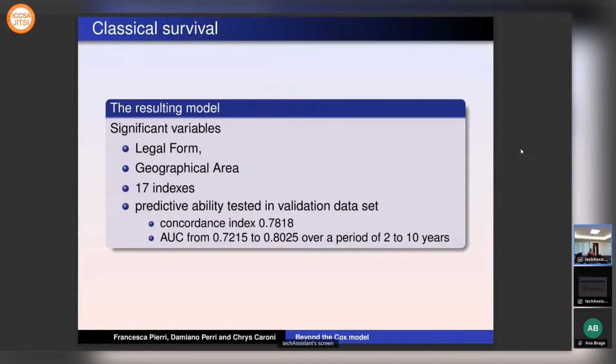and the predictive ability tested on the validation set is 0.78, and the area under the curve varies obviously from 2 to 10 years, and it is higher when you have 10 years, so it reaches 0.80.